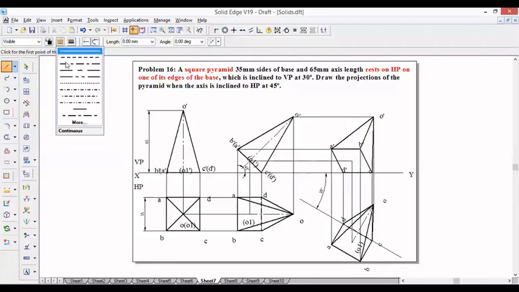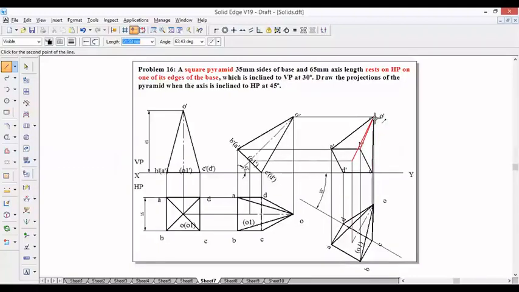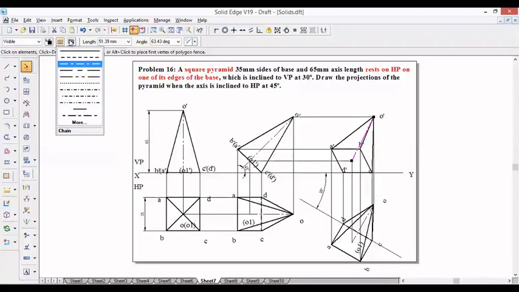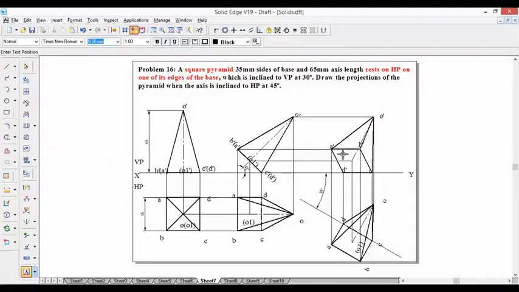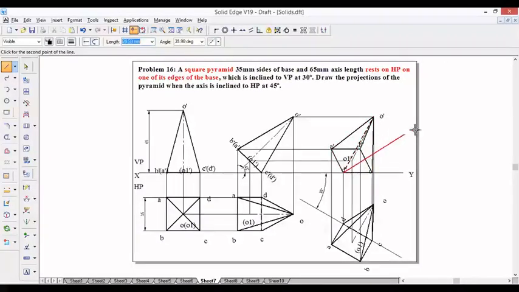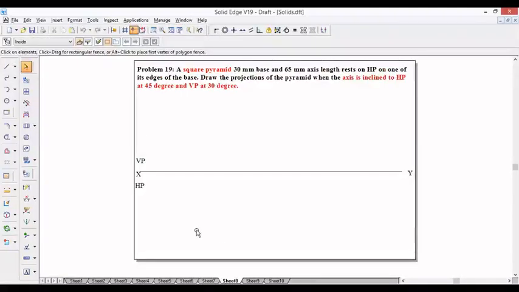Then take the axis O1 to O as the axis line, and that should be thin, with thickness 0.13. This O1 dash is going to be visible in the front view, but the edge OD is very far away from the observer and is going to be invisible. So use a dashed line to represent the invisible edge. So this is the solution for problem number 16. With this, let us move on to the next problem, example problem 19.